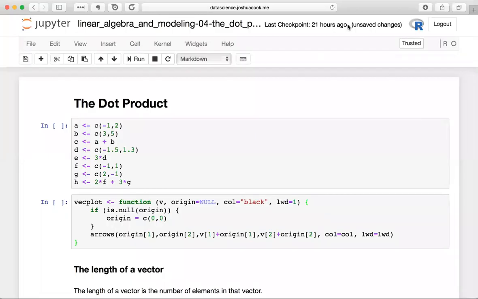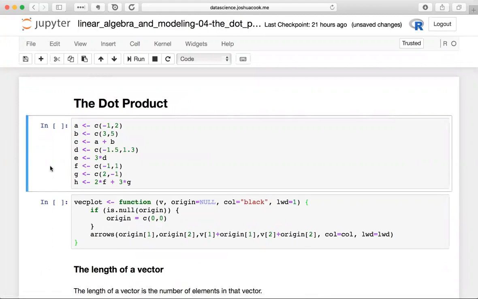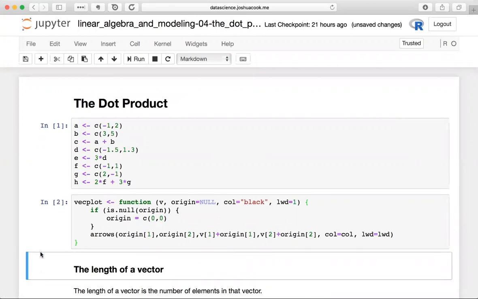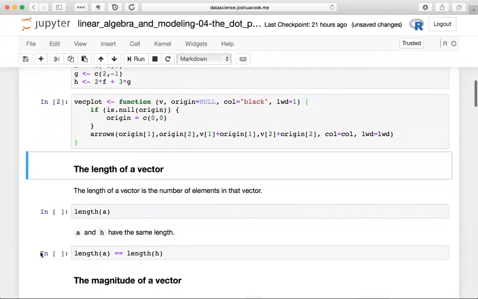Okay, welcome to the fourth video in the linear algebra and modeling sequence. This is called the dot product. We're going to get started here by redefining the vectors that we've been working with in the previous lessons, and this function vecplot that we previously defined. We're going to use it here in this lesson.